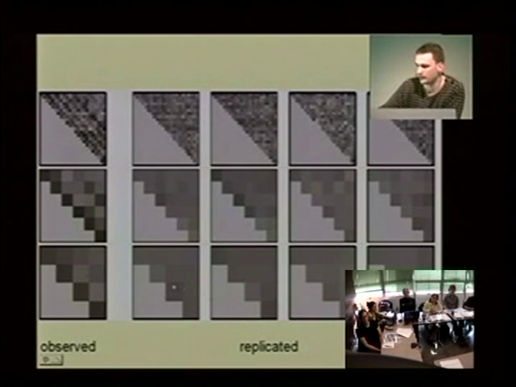I wonder, are these grayscale matrices, can you see them very well? Is the quality good enough?